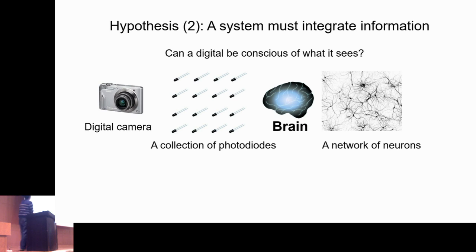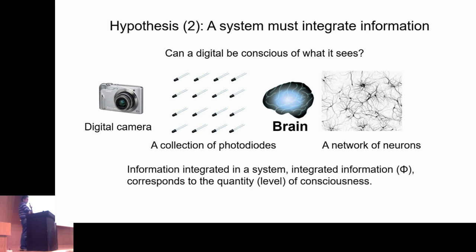But what's the difference between a digital camera and the brain? Of course, the answer is that in the digital camera, this information is not integrated because there are no connections between the photodiodes. These photodiodes independently process information, and this tiny amount of information only exists in each photodiode, and is not accumulated in the digital camera.